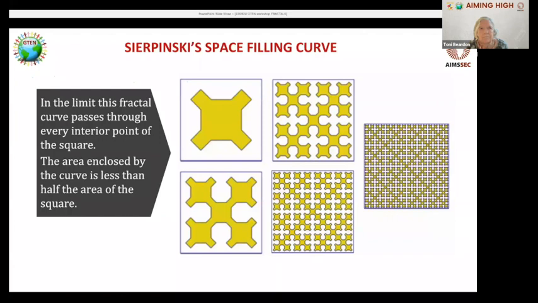What you can prove mathematically, and we're not going to do that, is that that curve, as you keep doing it, goes through every point in the square. Now, this sounds a bit unbelievable, but if you give me any coordinate in the square, I can find a stage where that curve will go through it. So as you go through this, you have to do the whole infinite one, you'll end up filling the whole square. So these are called space-filling curves.